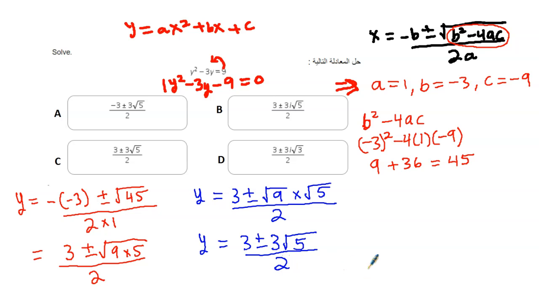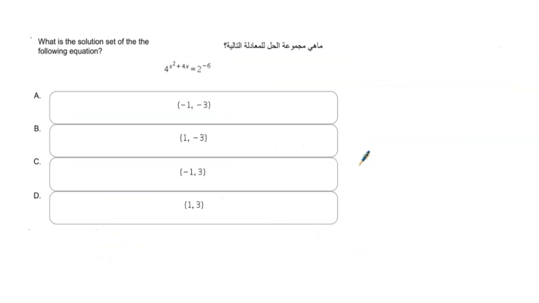And at this point, you check if the answer is in there. Yes, I can see the answer here as C. So you get your answer right there. Let's look at the next question here.